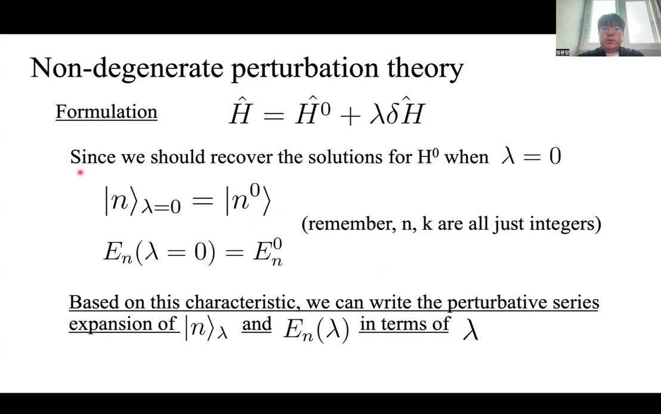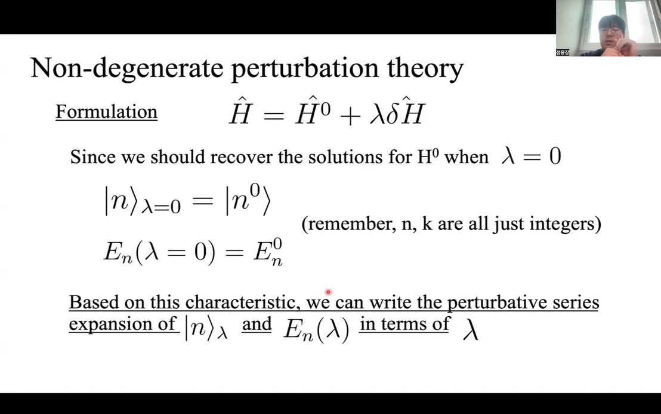So what's important here is that if lambda is zero, this reduces to this, right? So if lambda is zero, I should recover the solutions I already know for H0. So what this means is if lambda is zero, this is equal to this. Remember our definition earlier. And this should be equal to this. So based on this characteristic, I should have a continuous change. In other words, starting from lambda is zero to where I am now, I can't have a drastic change. I can't have an abrupt change because in physics that can't happen. I want to have a smooth transition.